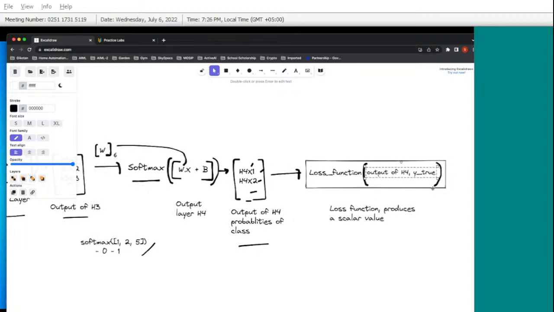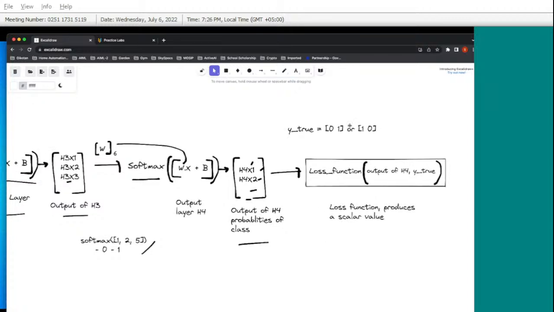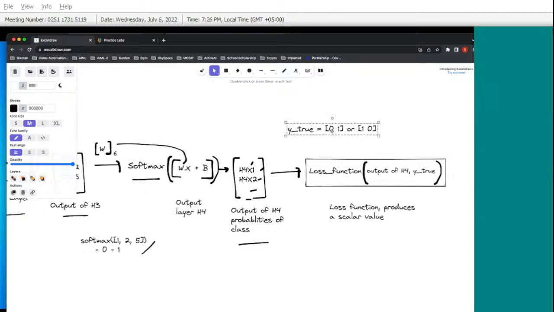What will typically be my y true in matrix form? It will always be either 0 or 1, or 1 or 0, isn't it? Because one of the classes is always present. Both will not be present. In this case, it says class 1 is not there, but class 2 is there. In this case, class 1 is there and class 2 is not. And h4x1 and h4x2 are nothing but some probability values.